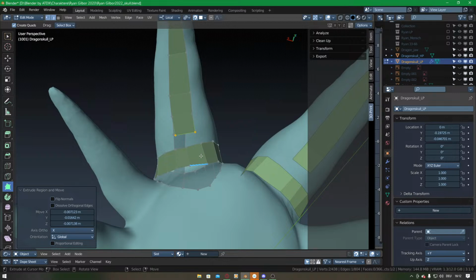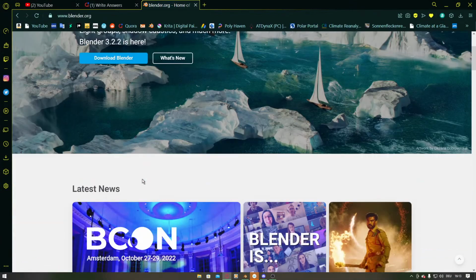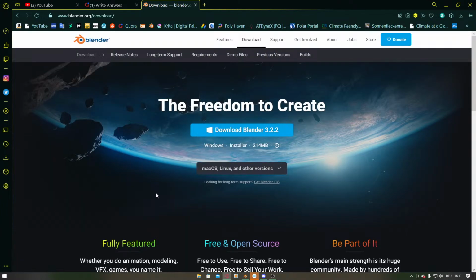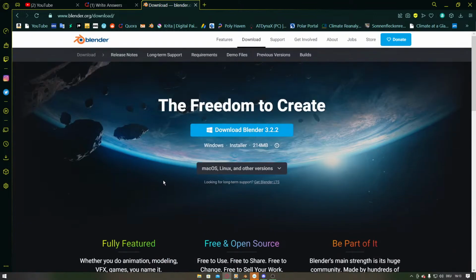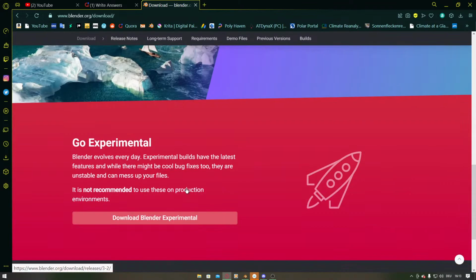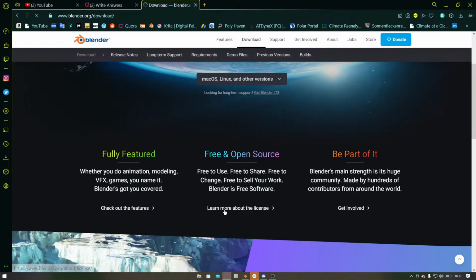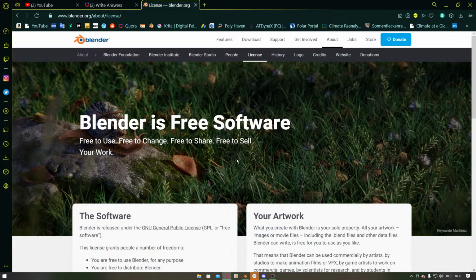Blender is first of all a free 3D software. You don't have to pay anything. You just go over to the website, and if you ever go to download Blender, it says free and open source, free to use, free to share, free to change, free to sell your work. Blender is free software. It says somewhere that it is free forever.